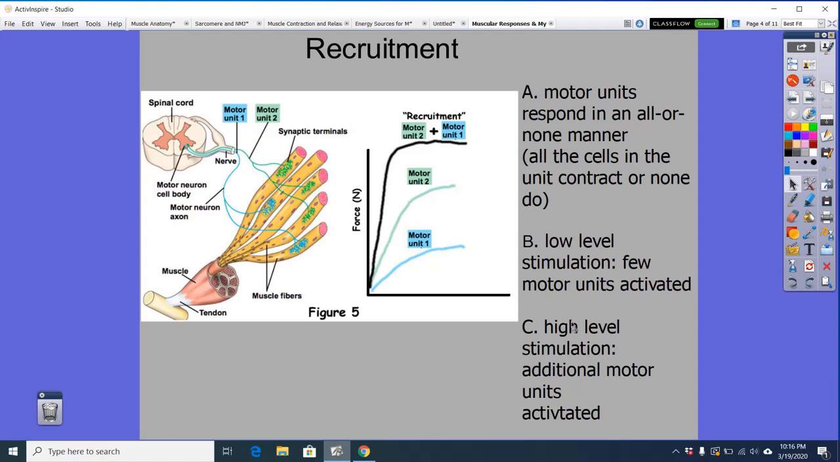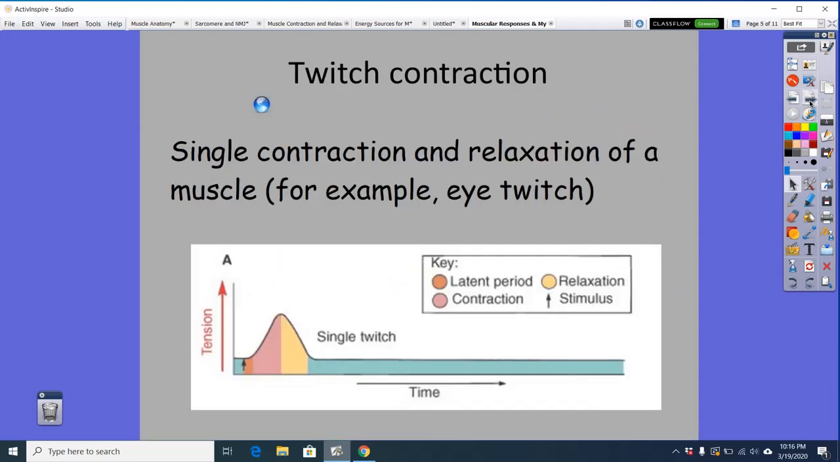Just think about what that says. Low-level stimulation, I don't need a lot of motor units. I'm just giving the muscle a little bit of stimulation to contract. High-level stimulation would be additional motor units are activated. You're recruiting more to do more work.